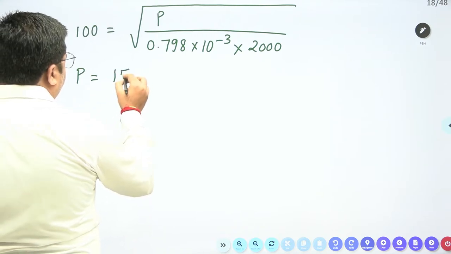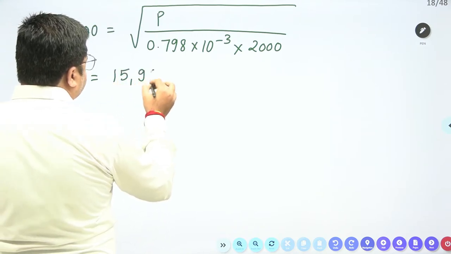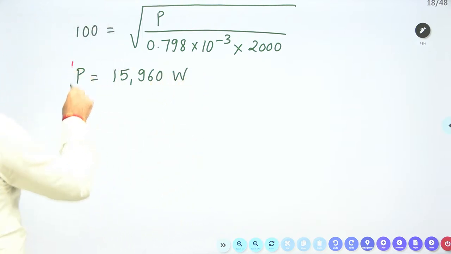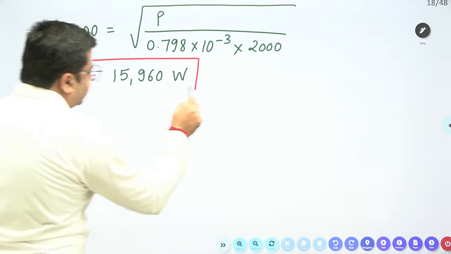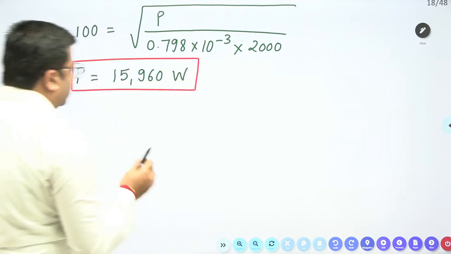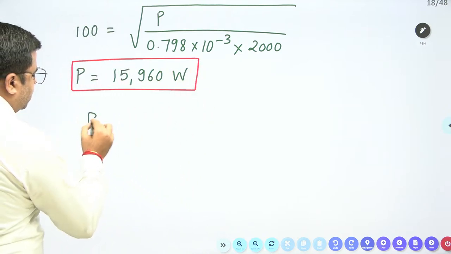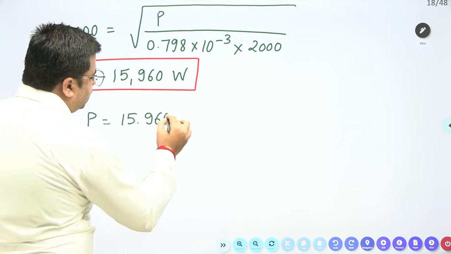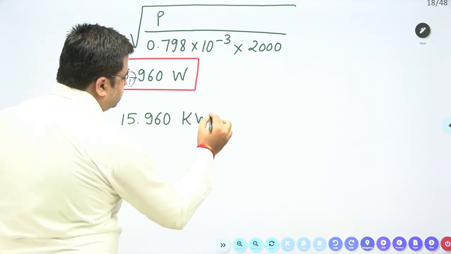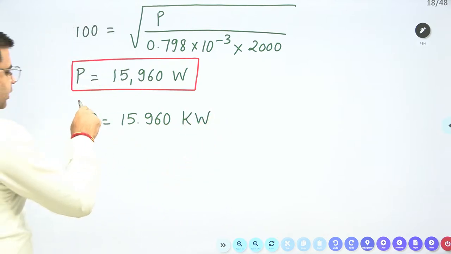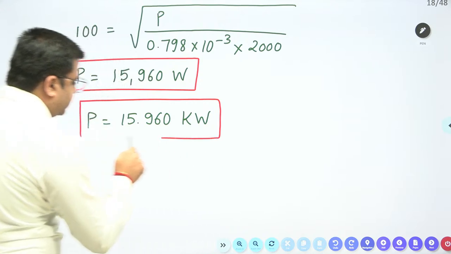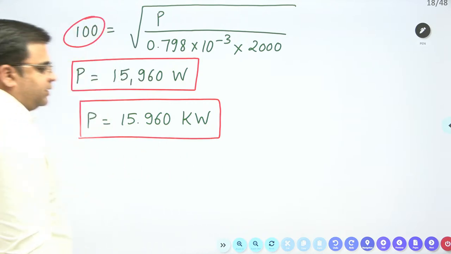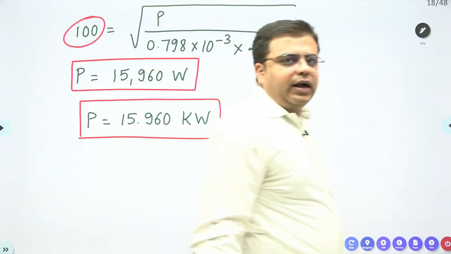This will be 15,960 watts. So 15,960 watts is the power required. But in the question, you need to calculate the power in kilowatts. So power is equal to 15.960 kilowatts. So this will be your final answer. This is the amount of power which is required to produce the value of G as 100. So this is the value of power required.